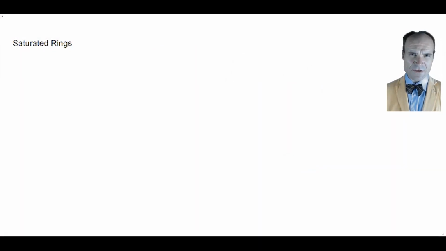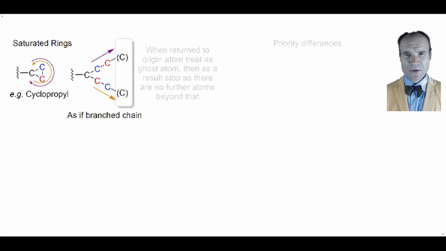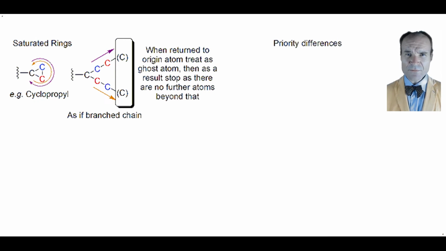To evaluate saturated rings, such as the cyclopropane here, we analyze it in both directions around the ring to generate a branched chain. When we return to the atom of the ring that we started from, we record it as a ghost atom. As it lacks further atoms attached, the sequence of atoms for study stops. Let's explore how to prioritize these three substituents.